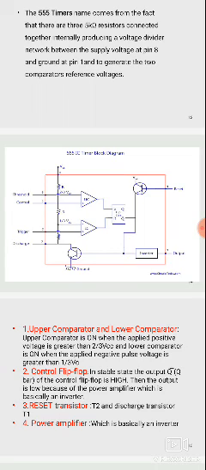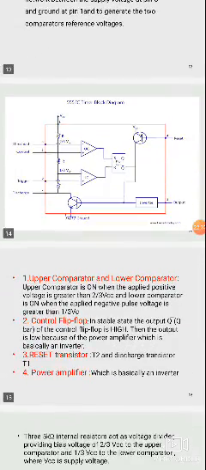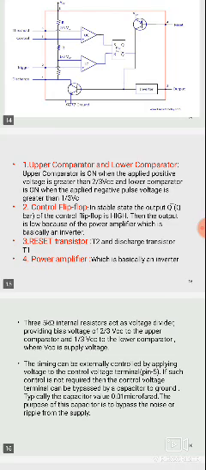As we already know, the op-amp applications are integrator, differentiator, adder, and subtractor. Adder is nothing but a summer. Next, an op-amp can also work as a comparator. So here we are taking the op-amp working as a comparator, of two types: the upper comparator and the lower comparator.